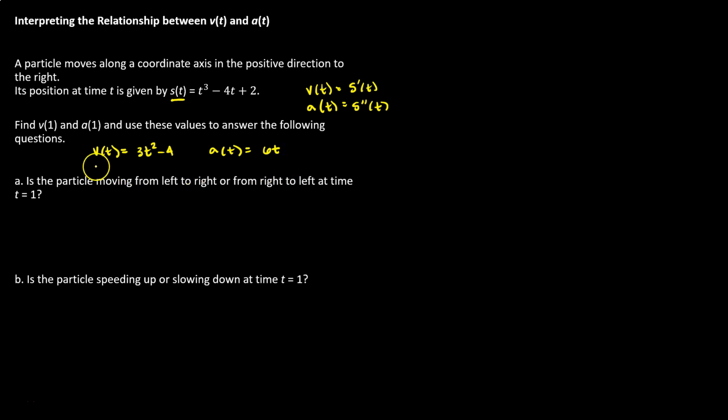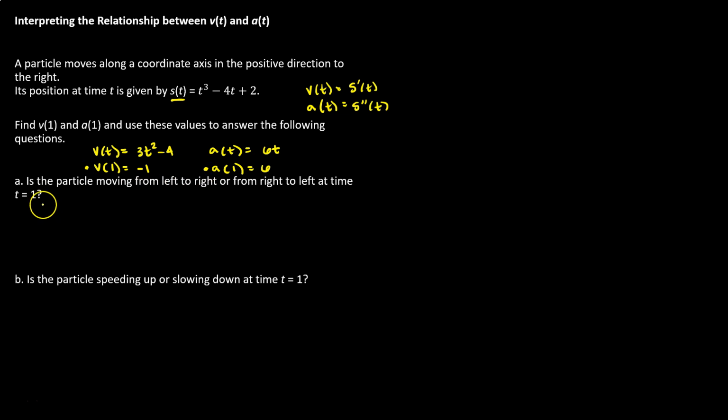And if we wanted to evaluate each one of these at 1, we can. So that would become 3 times 1 squared minus 4, which is negative 1. And then a at 1 would look like 6 times 1, which is 6. So we found v at 1. We found a at 1.